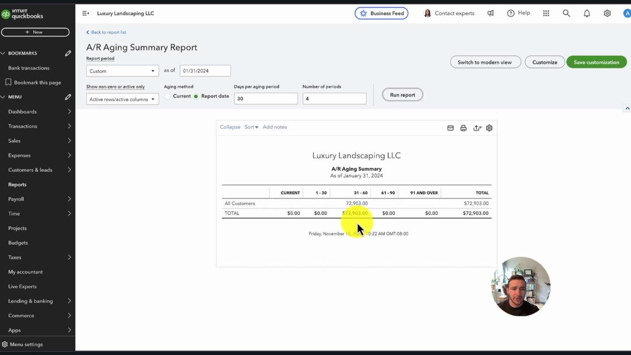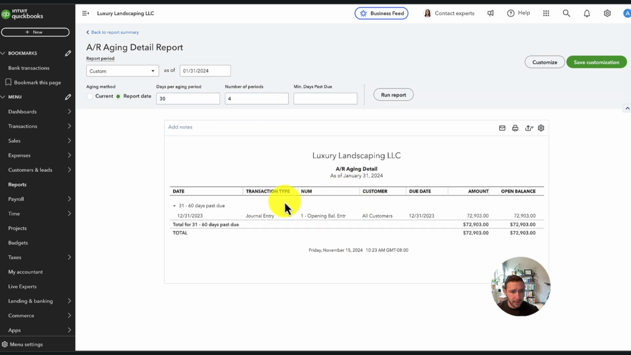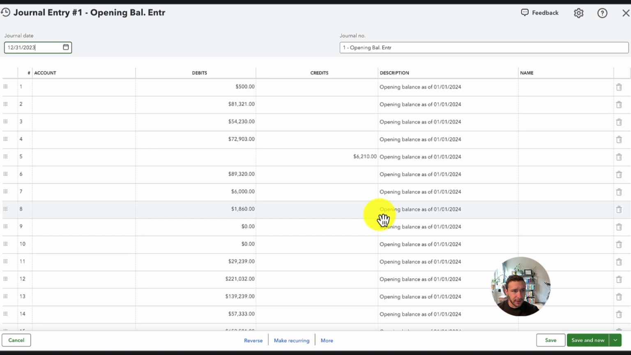So if I saw this accounts receivable report, and just a note, that's what AR stands for, accounts receivable, I would want to get on top of who these customers are. If you click on that number, you'll see the associated journal entry or transaction. And if you had the individual customers listed, you could look at each one and click on those specific accounts.